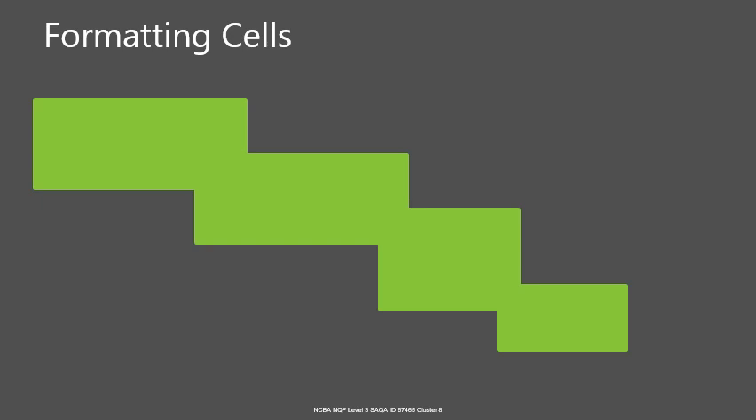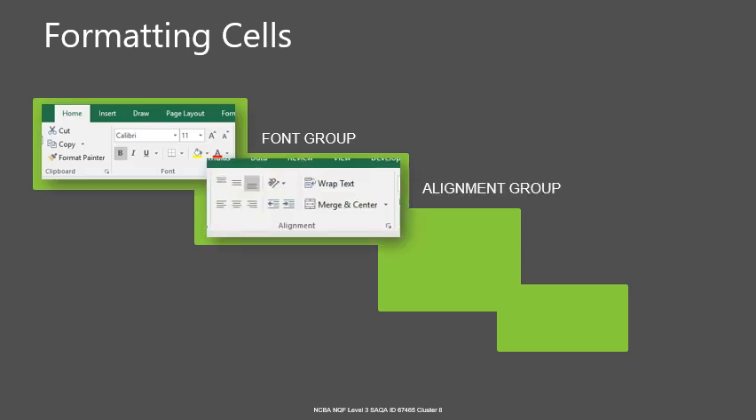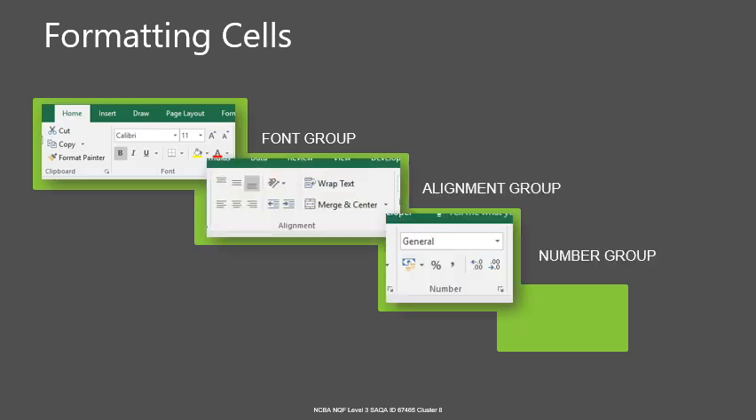The Home tab contains all commands relating to the formatting of the content of cells. For the purpose of this training, we'll explore the font, alignment, number, and find and replace options in the editing groups based on the Home tab.